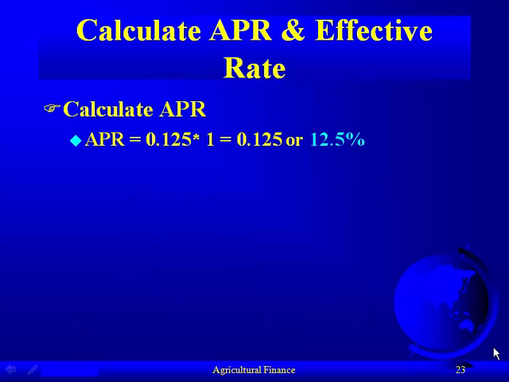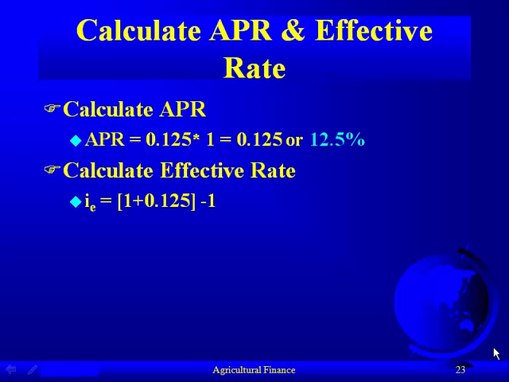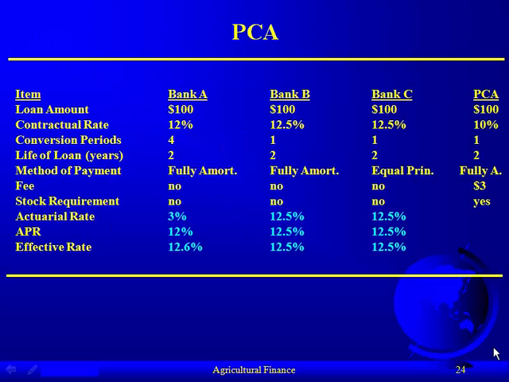Okay, so to calculate the APR, since this is annual, we just multiply it by 1, so the APR is the same as the actuarial rate. Calculate the effective rate, because it's also annual, the effective rate is also 12.5%. So for Bank C, in comparing Bank B and Bank C, notice that the effective rate is 12.5% for both of them. Now, this is your question.